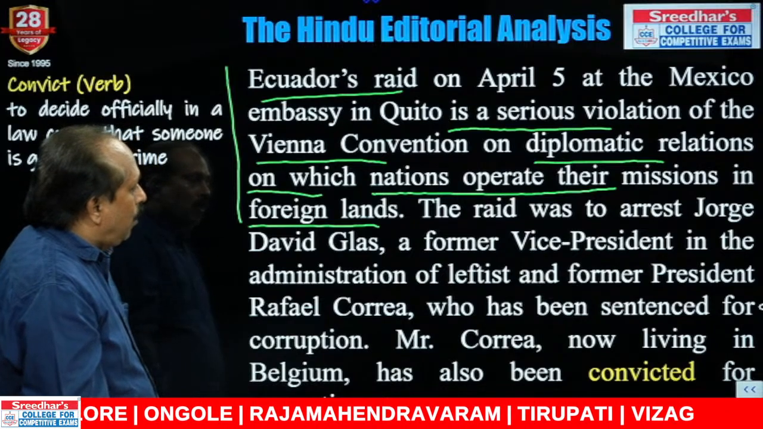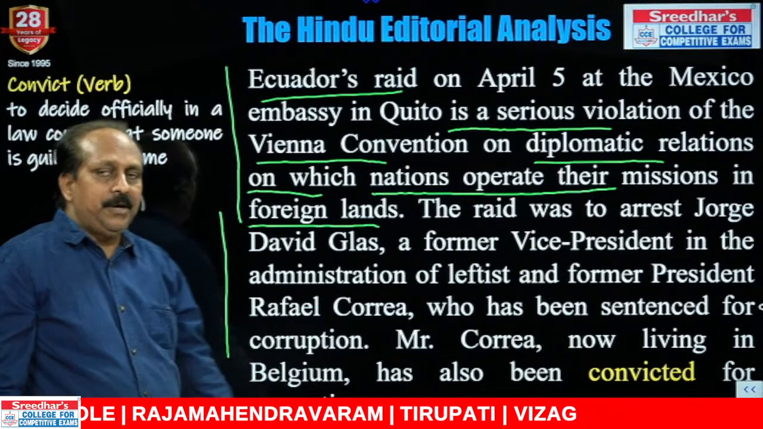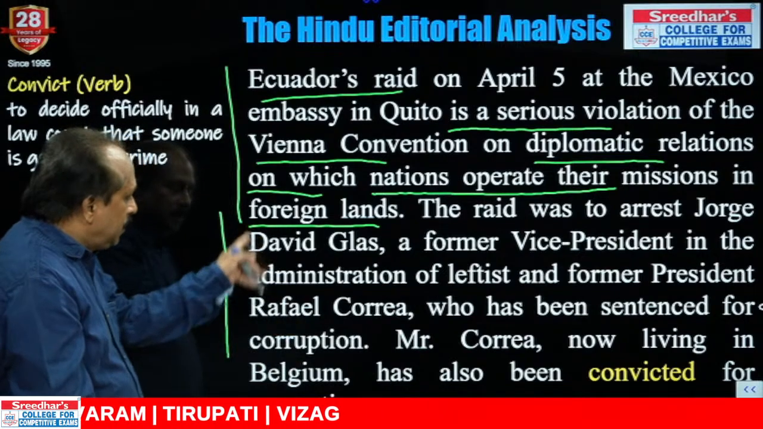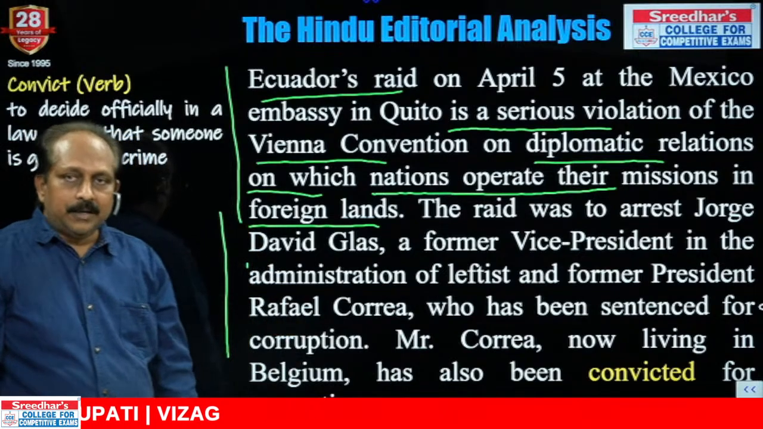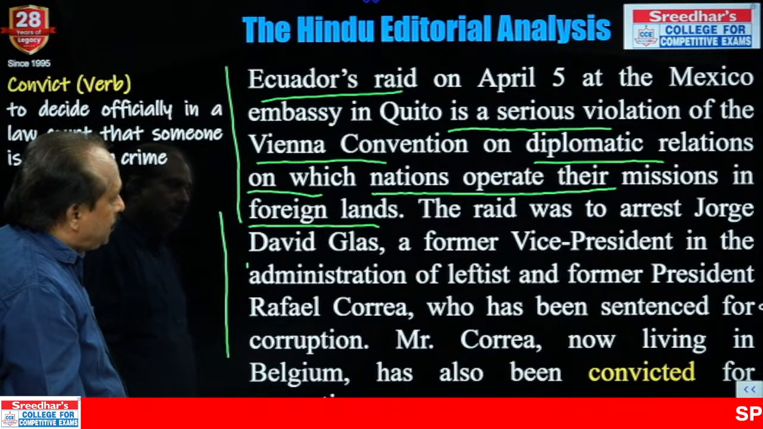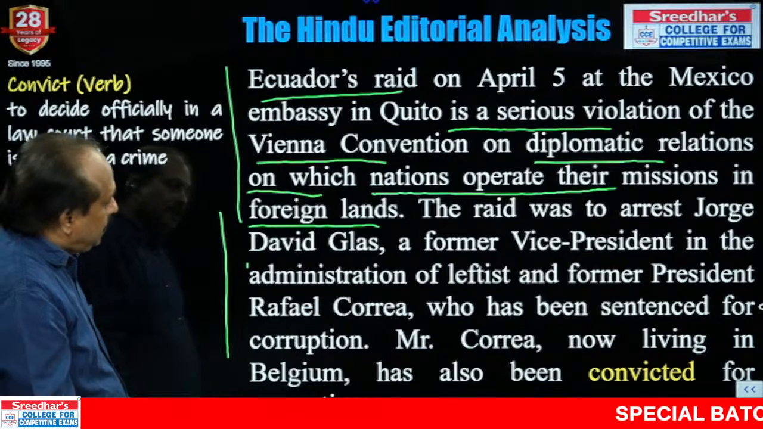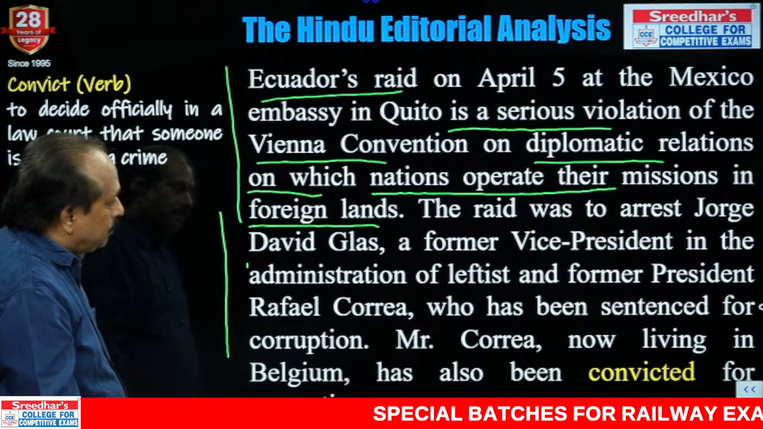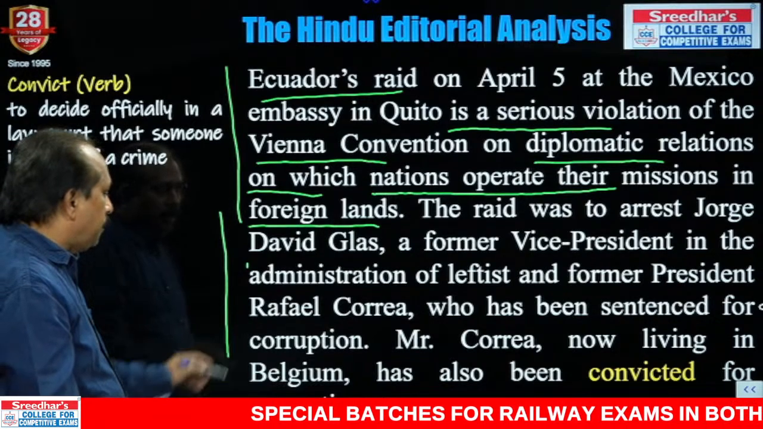What was the objective of the raid? What was the reason behind attacking the Mexican embassy? This sentence provides a reason for attacking the Mexican embassy in Quito. The raid was to arrest George David Glass, a former vice president in the administration of leftist and former president Rafael Correa, who has been sentenced for corruption.